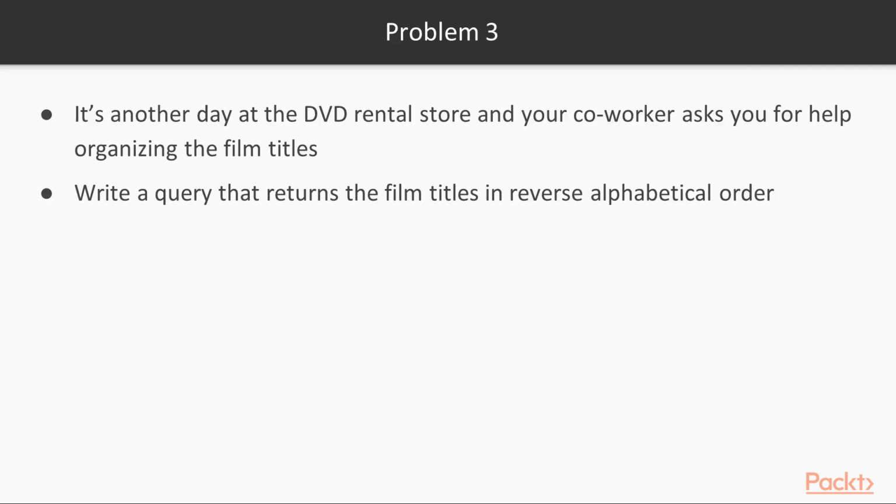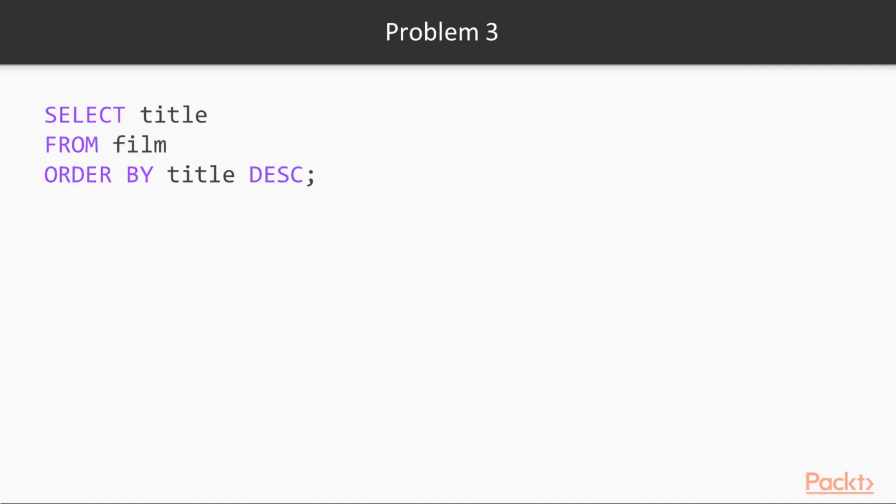So for problem 3, it's another day at the DVD rental store, and your coworker asks you for help organizing the film titles. Write a query that returns the film titles in reverse alphabetical order. So, your SQL query for this problem should have looked like this. Select title from film, order by title, and we use the DESC modifier to indicate descending order.